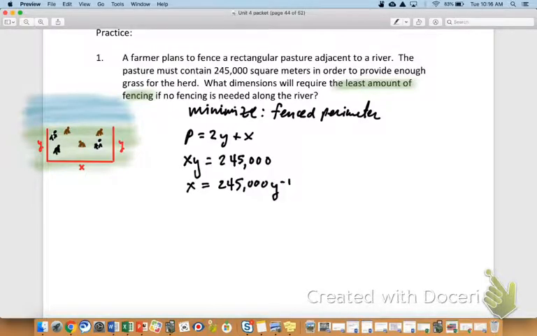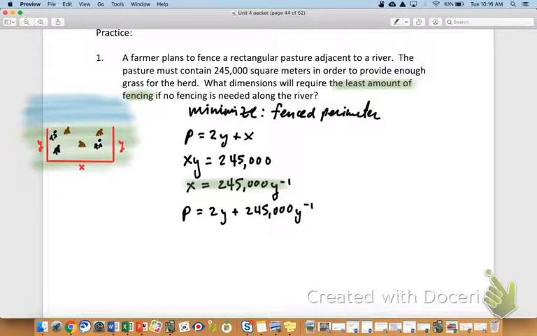Instead of over Y? Why on earth would I write it like that? I know what I'm about to do, don't I? Yes. Okay, so I'm going to take this and use this to help me substitute. So now perimeter equals 2y plus 245,000 times y to the negative 1.